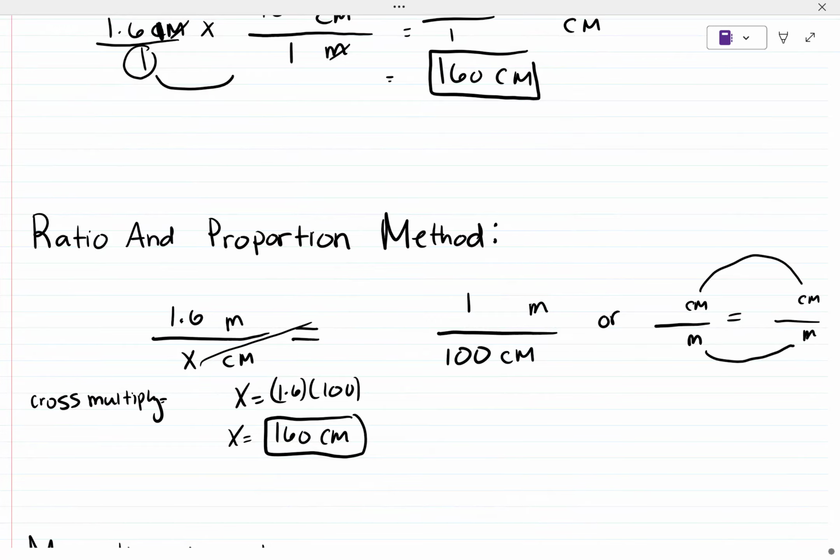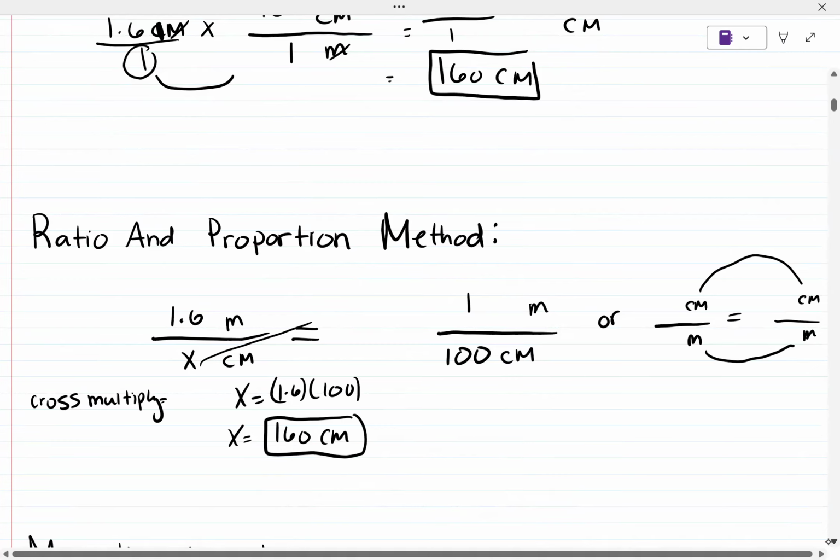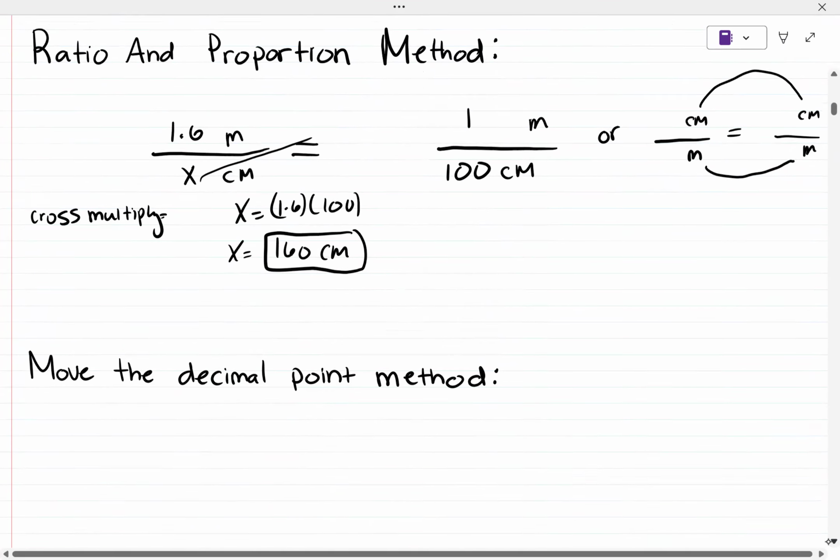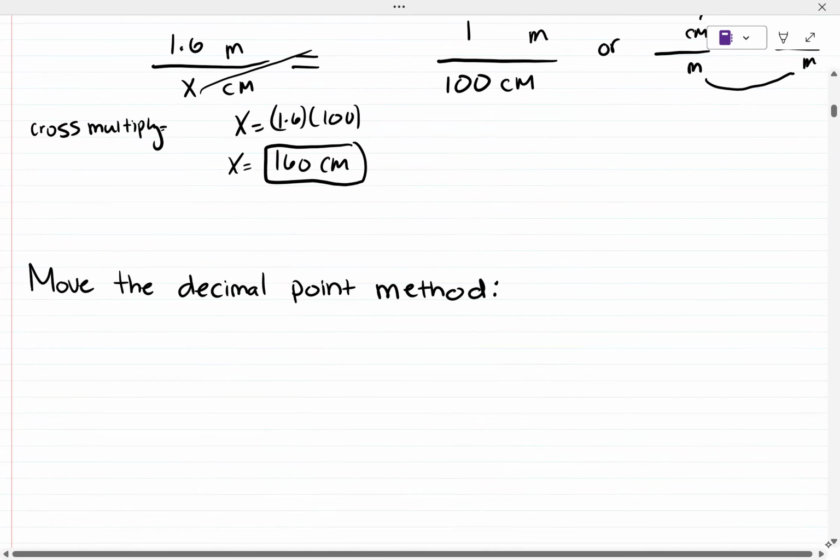Yeah. My least favorite is the next method, which is, well, right. So the next one is move the decimal. Okay. So how do we do this method? Move the decimal point method.